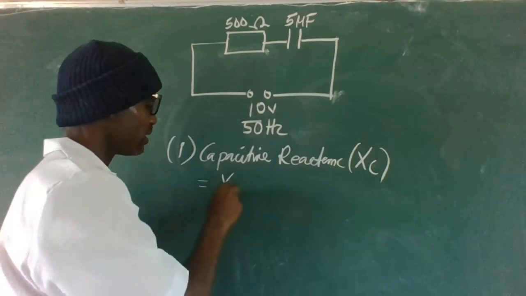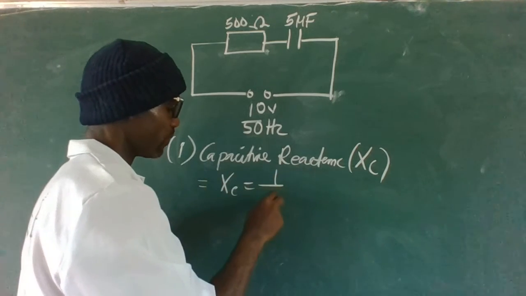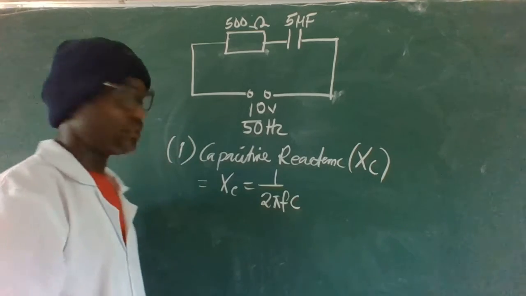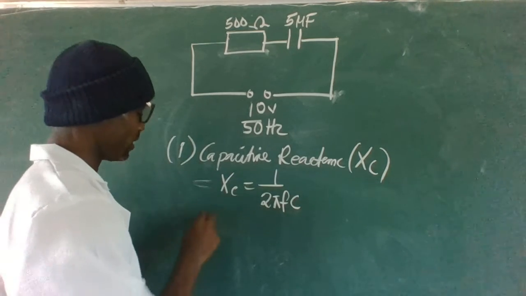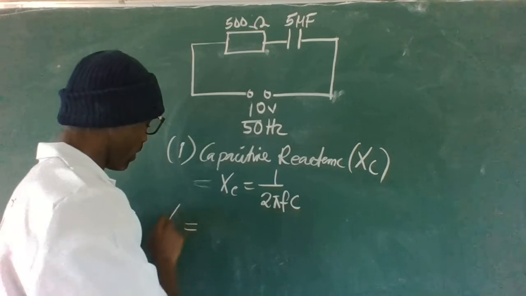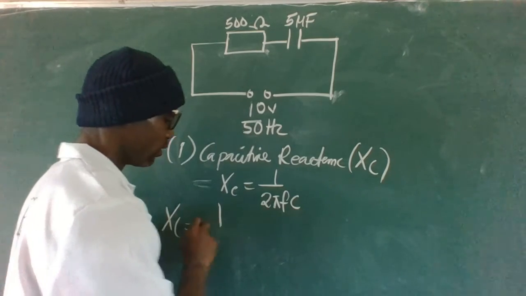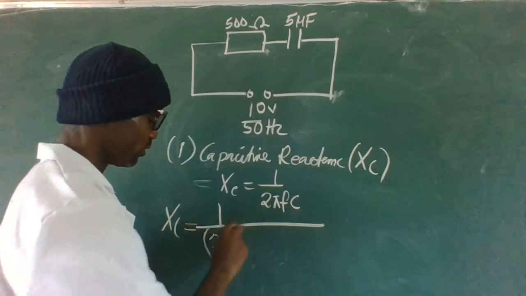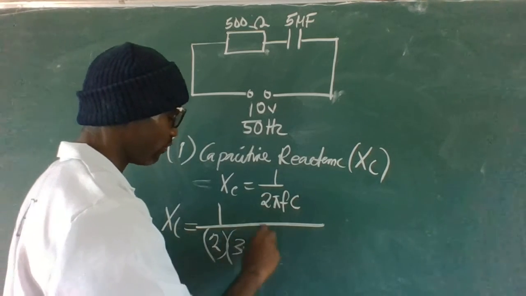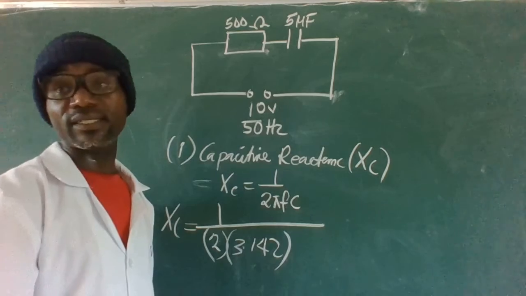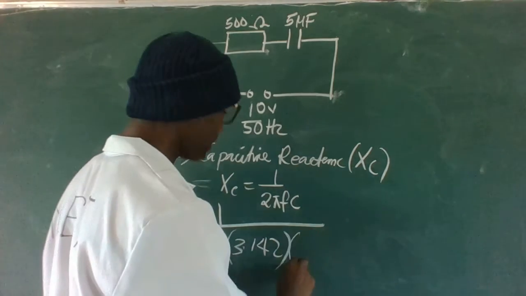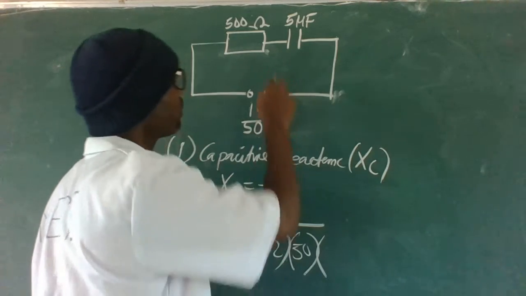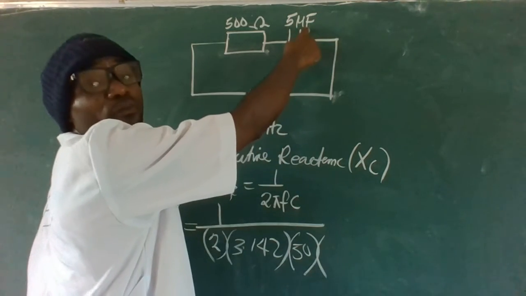Therefore, our XC is given by 1 all over 2 pi FC. Am I right? Yes, sir. Good. So we are going to substitute without wasting time. XC is 1 all over 2 times 3.142. That's the value of pi, right? Yes, sir. And the frequency is 50 hertz, right? Yes, sir. Good. Then the value of the capacitor is 5 microfarad.